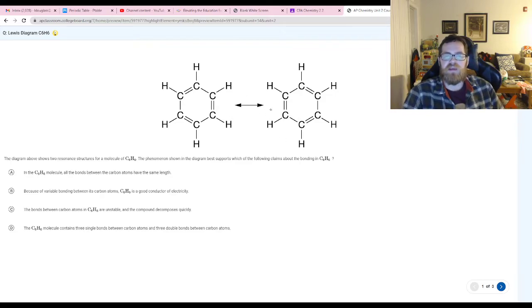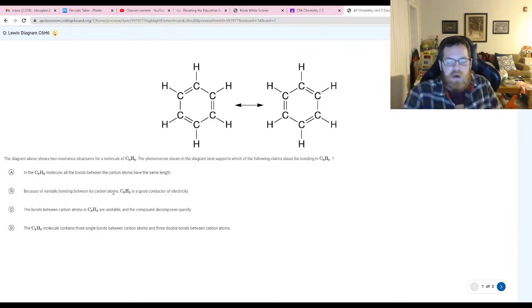This is the benzene ring I mentioned before. They just have all the carbons and hydrogens drawn out. So we can see that we have double bonds and single bonds alternating. So what claim can we make about this? A: All the bonds between the carbon atoms have the same length. B: Because of the variable bonding between its carbon atoms, it's a good conductor of electricity.